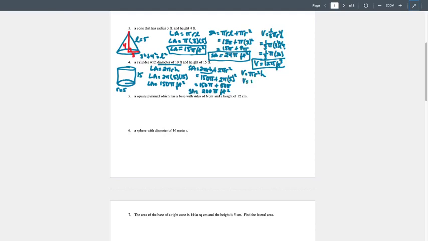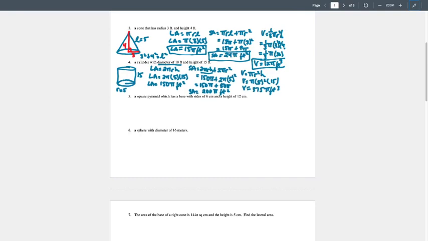And then your volume is pi times my radius squared times my height, which is 15. And when you multiply 25 times 15, you get 375 pi. Sorry, my dogs are making extra noises for you. Feet cubed. All right, so that's number 4.